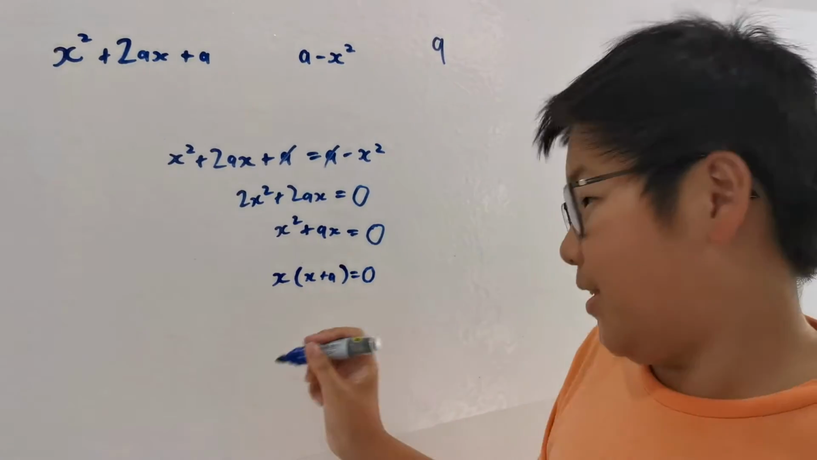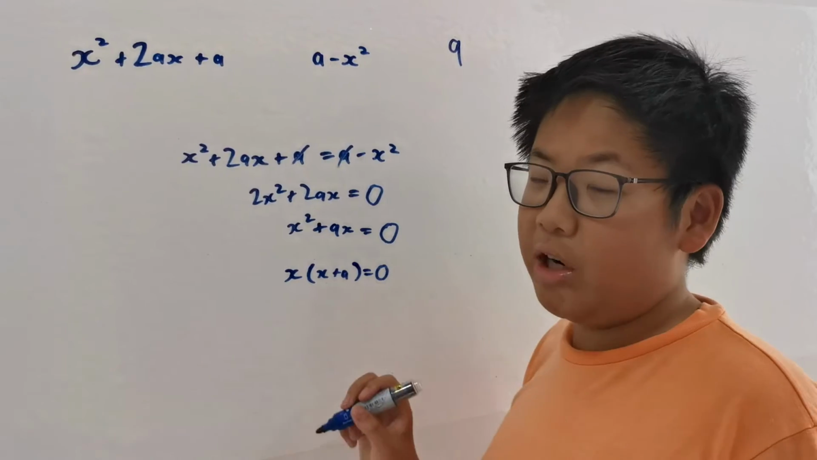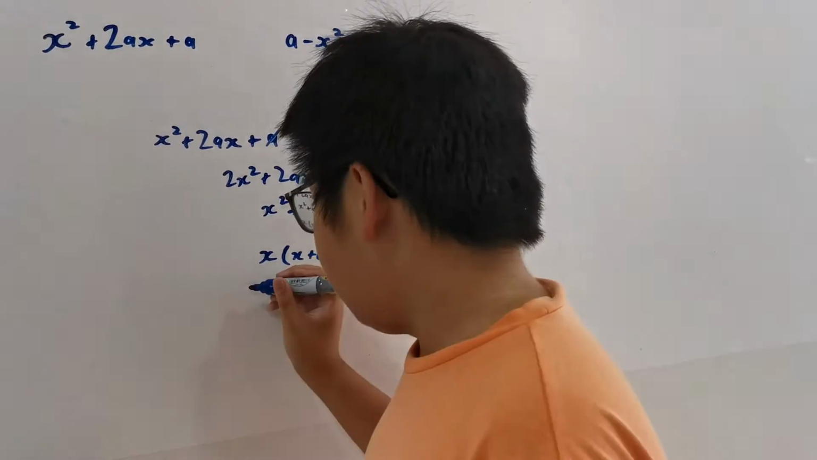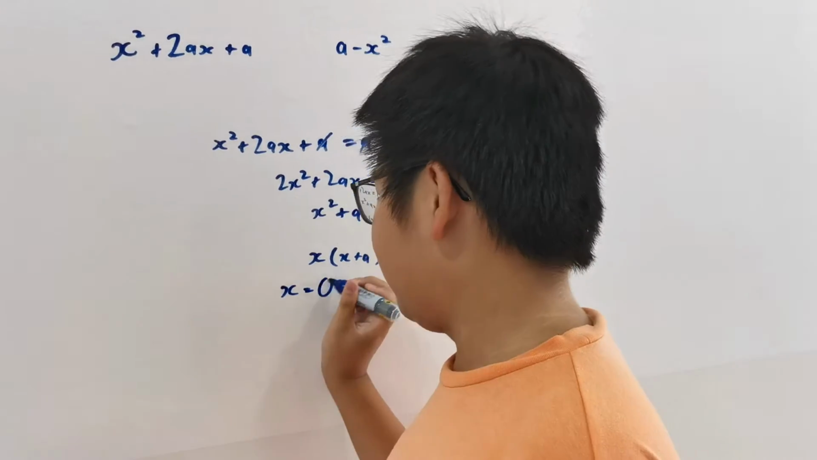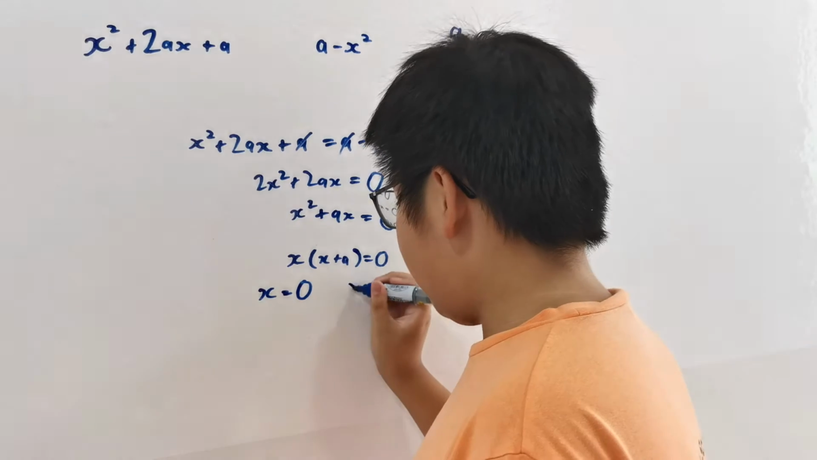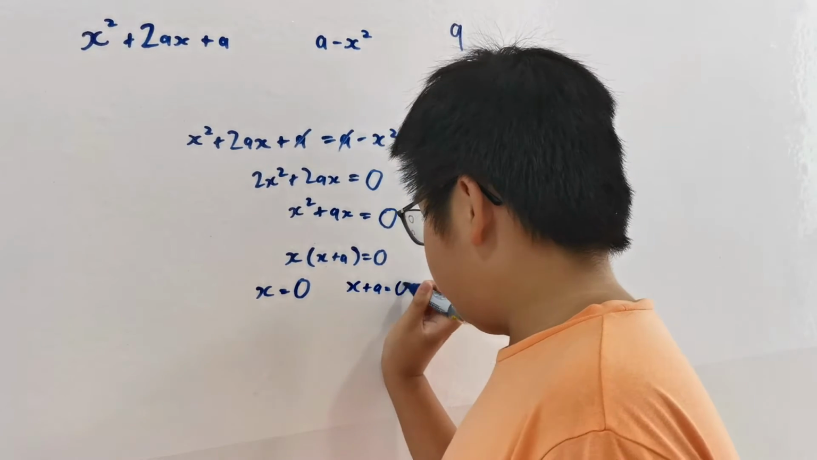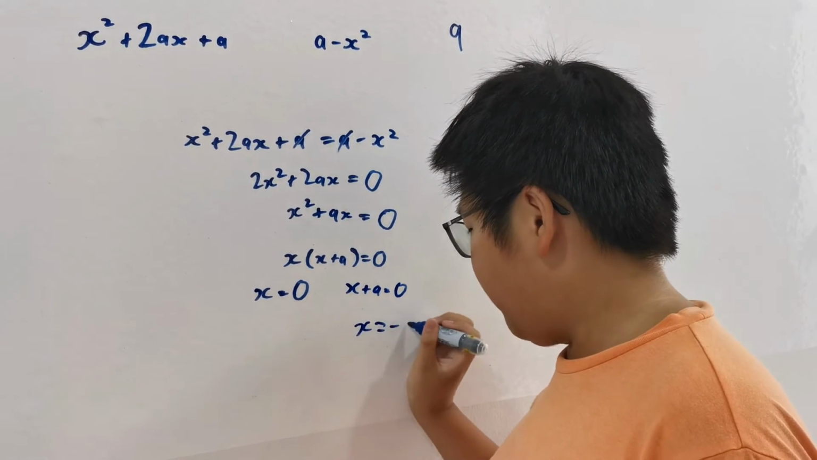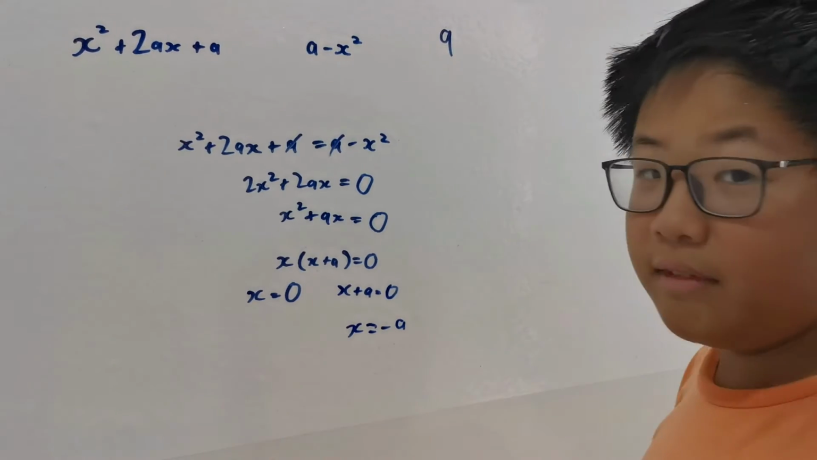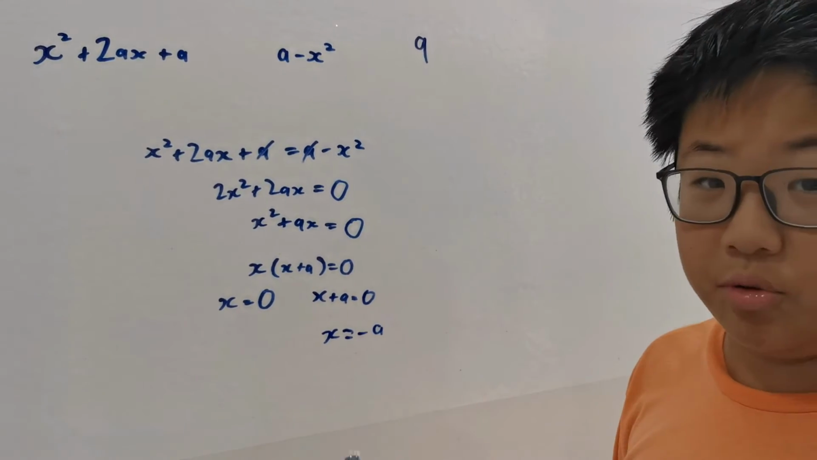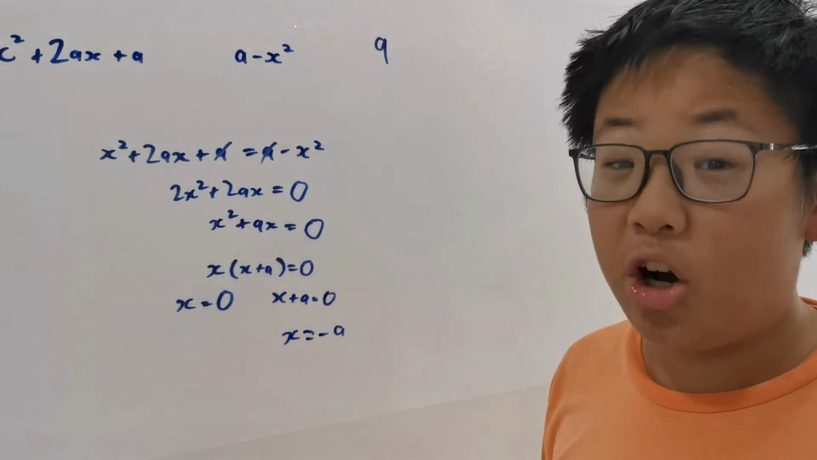Now, in order for this equation to be 0, either one of these brackets must equal 0. Obviously, the x at the left must be equal to 0, or x plus a equals 0, so x equals minus a. To find the area, how do we do it? By using a technique in calculus.